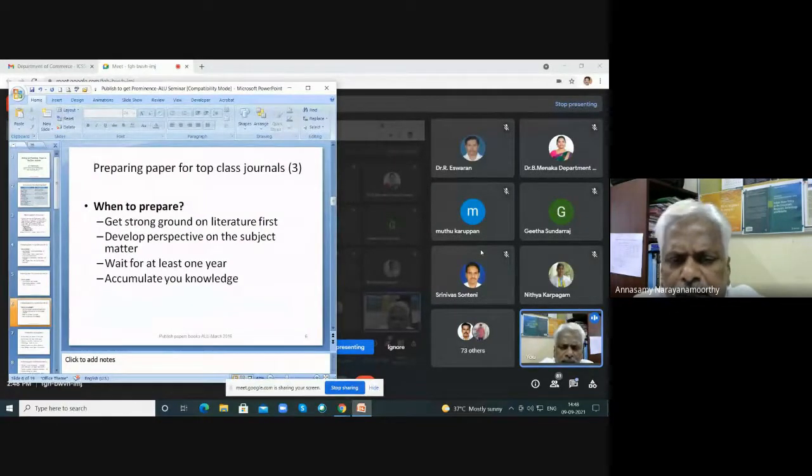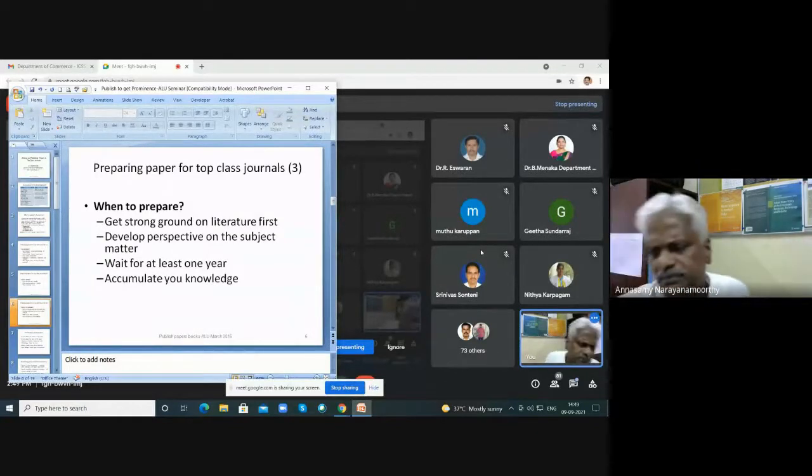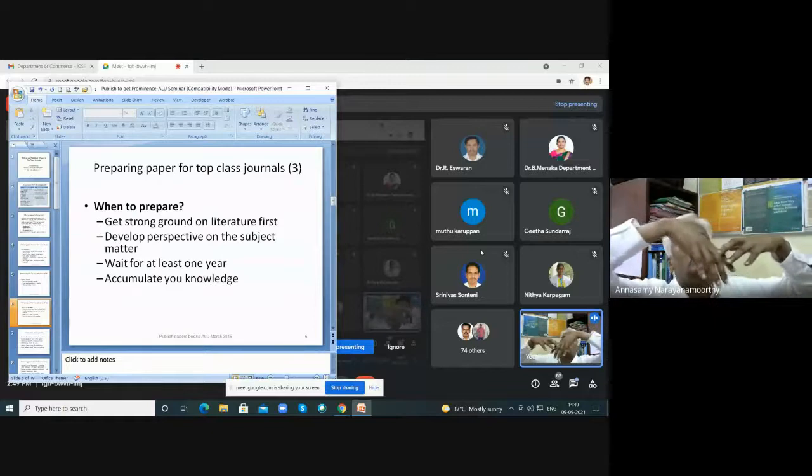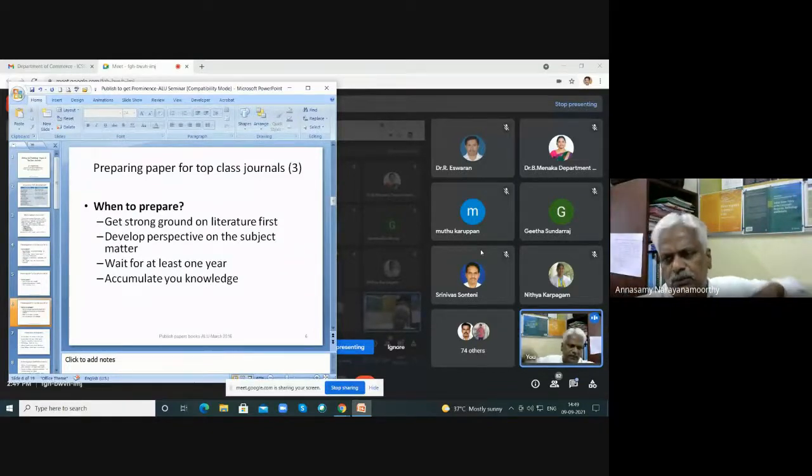Get a strong ground on literature first. If you are not good, don't write first. Go back to the blackboard again. Read, read. If you have any doubts, stop your writing. Go back and read. Develop a perspective on the subject matter. That's very important. Perspective means overall understanding. Right? Develop overall understanding. That's very, very important.